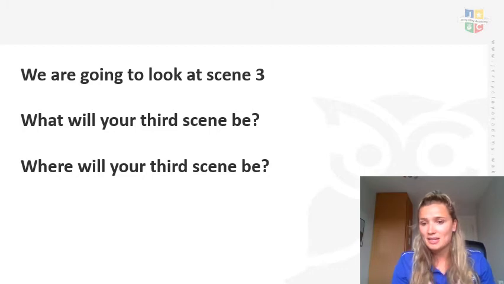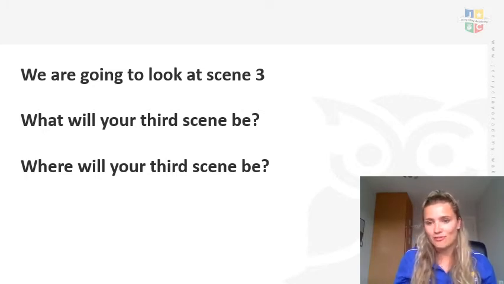So for me, mine is going to be that Cinderella is at the ball. But I'd like you to look back and think, what's your 3rd scene going to be? Where is your 3rd scene going to be held? And what will happen in your 3rd scene all the way up to the 4th scene? So what exactly in that area is going to happen?